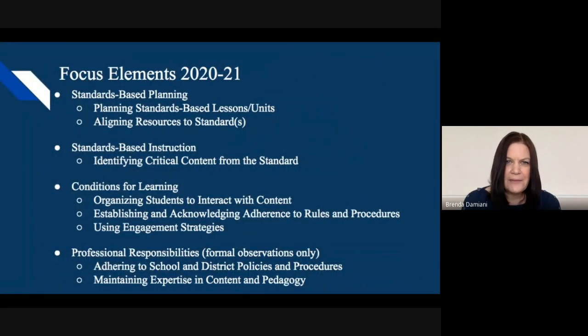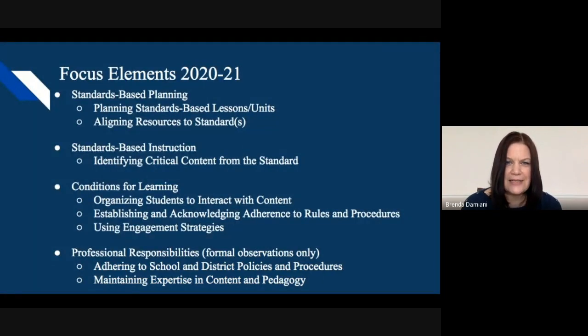Our focus elements for this school year are a repeat from last school year. So if you were with us the last few years, you know that we have transitioned from the legacy model to the focus model, and really brings into focus those elements and those parts of instruction that have the biggest impact on student achievement.